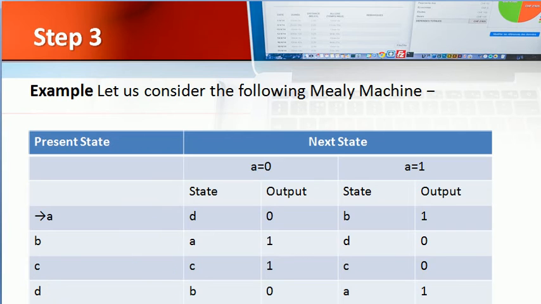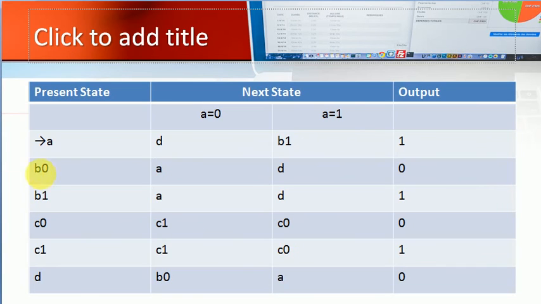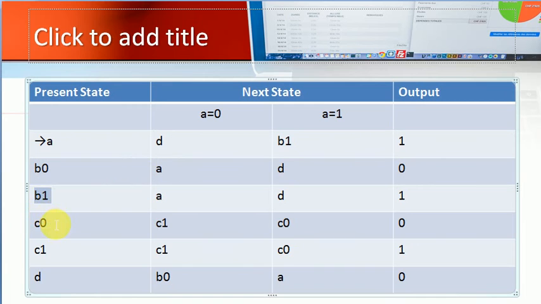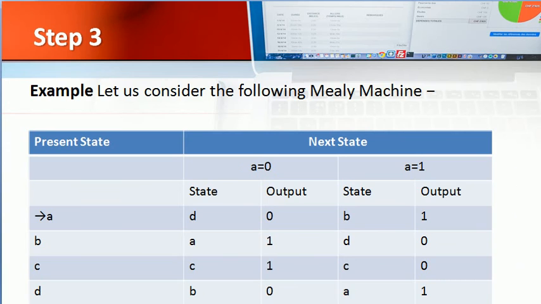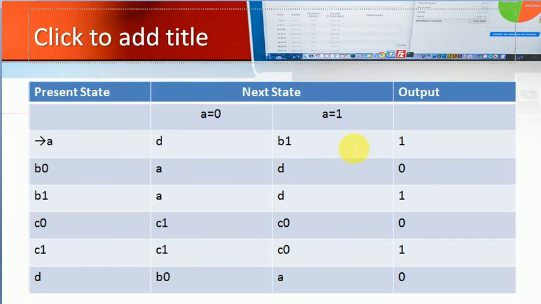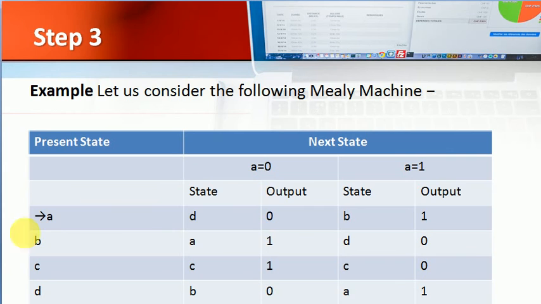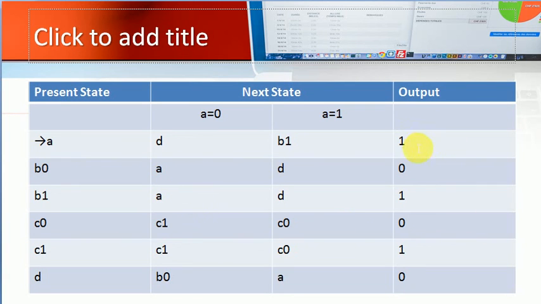Now we will see the answer for this. As I have said, B is divided into the two states B0 and B1. Same, C is divided into C0 and C1, and A and D remain the same. Now we have seen that on giving the input 0, A goes to D, and on giving the input 1, A goes to B1. Same we have written here, and the output related to A is 1. So we have written A1 and A1, A1 and A1, the output 1.